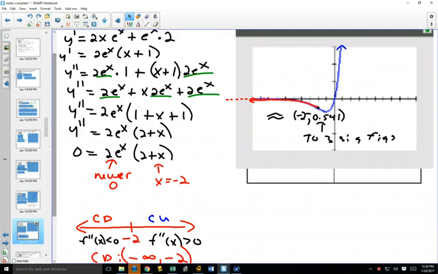Here's what the graph looks like. The red section is the concave down section. The blue section is concave up. This graph has an asymptote as x goes to negative infinity. It gets close to 0 but never goes above 0.